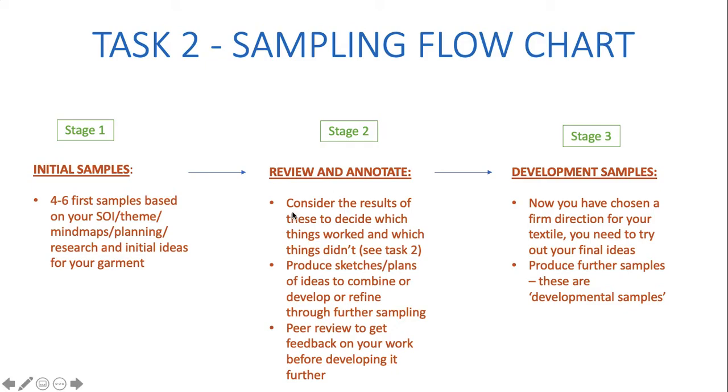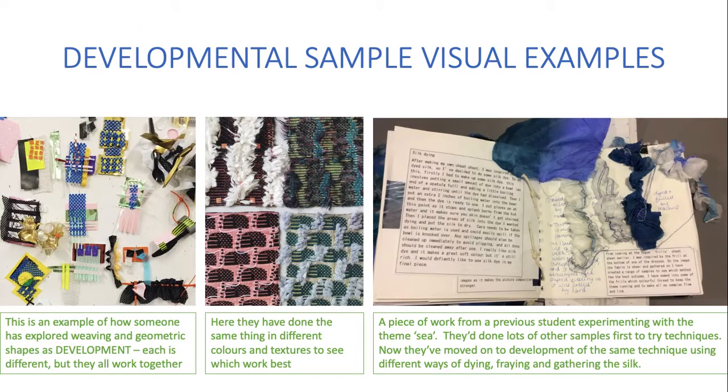So our first set, our initial samples, stay where they are in your books. We've reviewed them, and then we're producing developmental samples to try out ideas for our final piece. Okay? I've put together a visual on the next slide of how that might look.